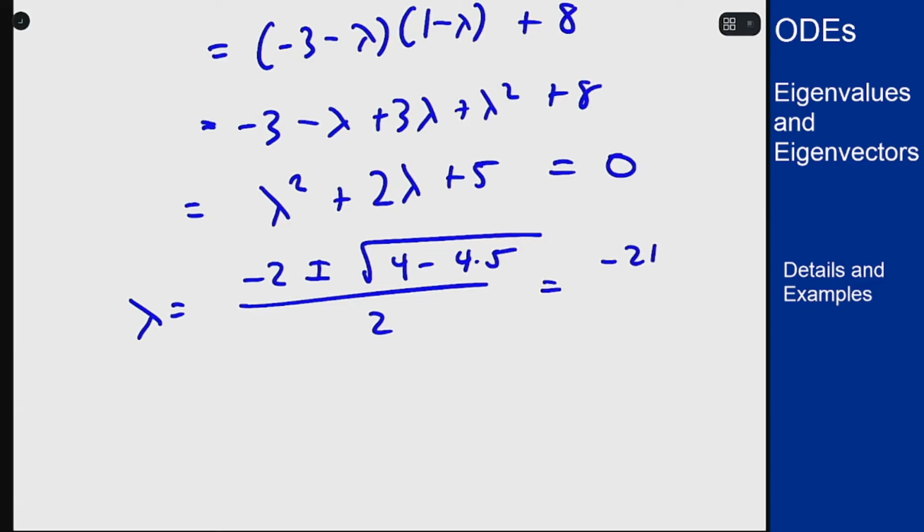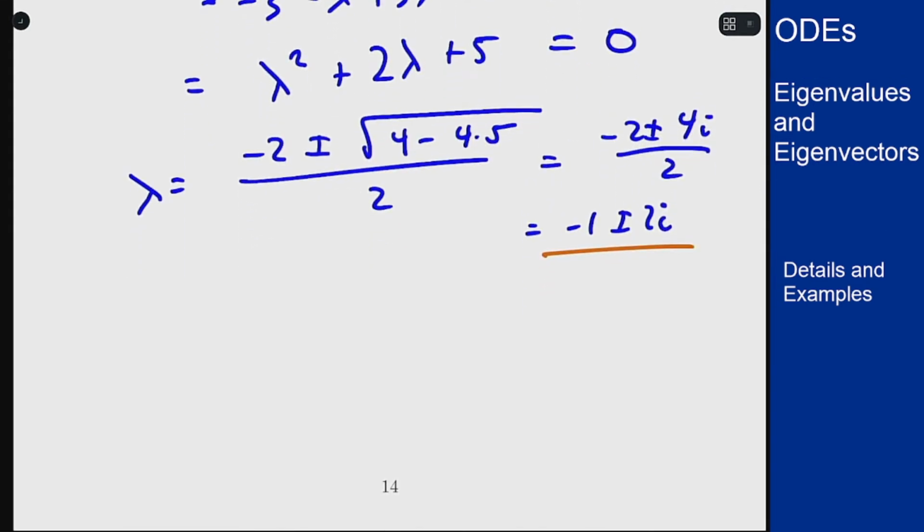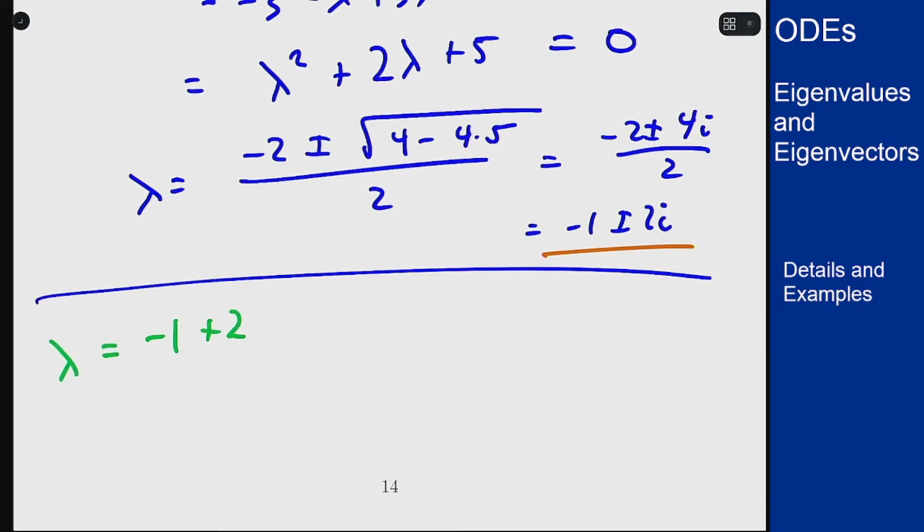So negative 2 plus or minus 4i over 2, or negative 1 plus or minus 2i. So complex conjugate pairs as expected. Now, because we know these are complex conjugate pairs, I know I only have to find one of the eigenvectors. I get the other one for free. So let's take a look at the plus version of this eigenvalue. So we'll take lambda to be -1 plus 2i.